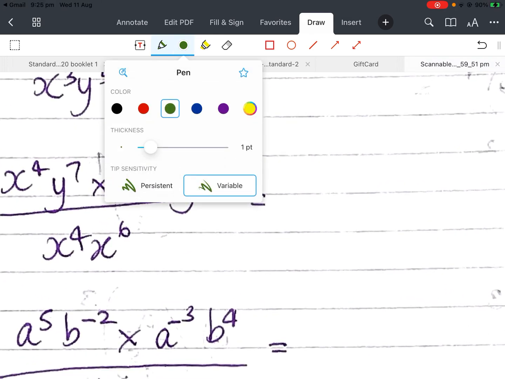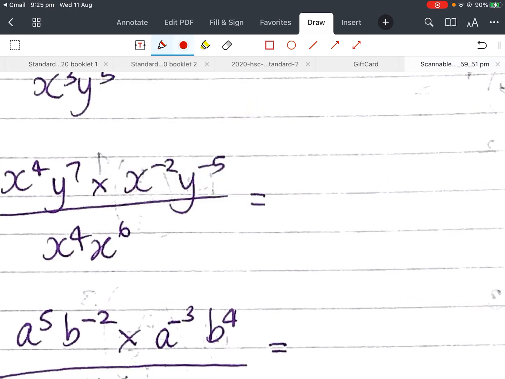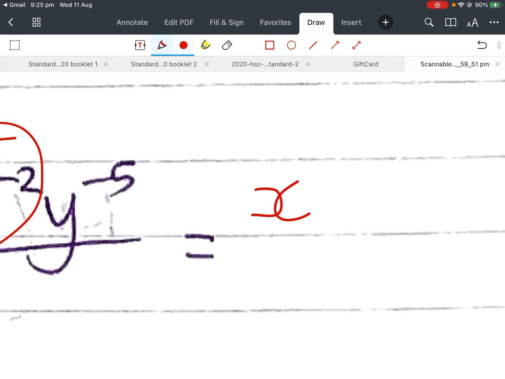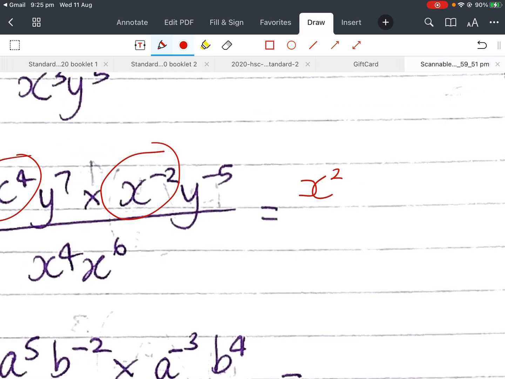Alright, so I'm going to get a red pen for this one. So let's do the x's. Let's try and see if we can do this one a bit faster. So the x's I can add. 4 plus negative 2 gives me x to the power of, hopefully you said 2. Let's do the y's. We're multiplying, so let's add the indices. 7 plus negative 5. So that's pretty much 7 take away 5, which hopefully you also said was 2.